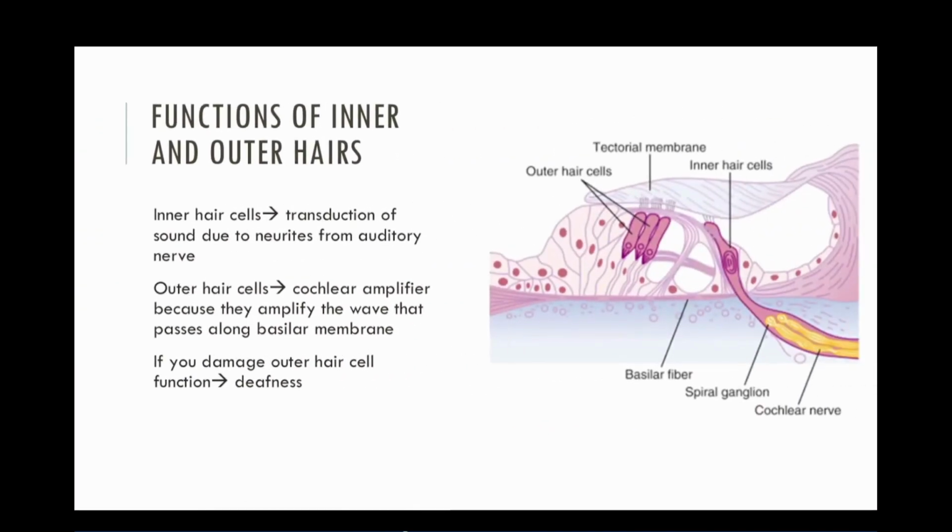Okay. We have inner hairs and we have outer hairs. Inner hair cells, transduction of sound due to neurites from the auditory nerve. Outer hair cells are a cochlear amplifier because they amplify the wave that came through. So that's what the outer hairs do. They help amplify that wave. If you damage the outer hair cell, it causes deafness.